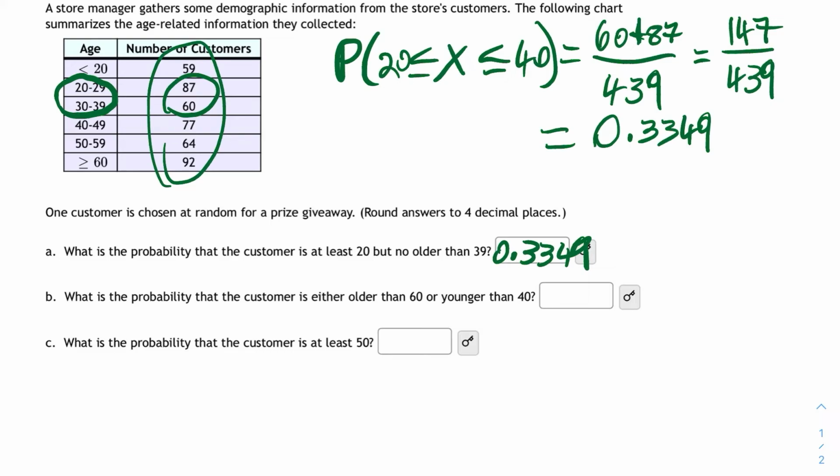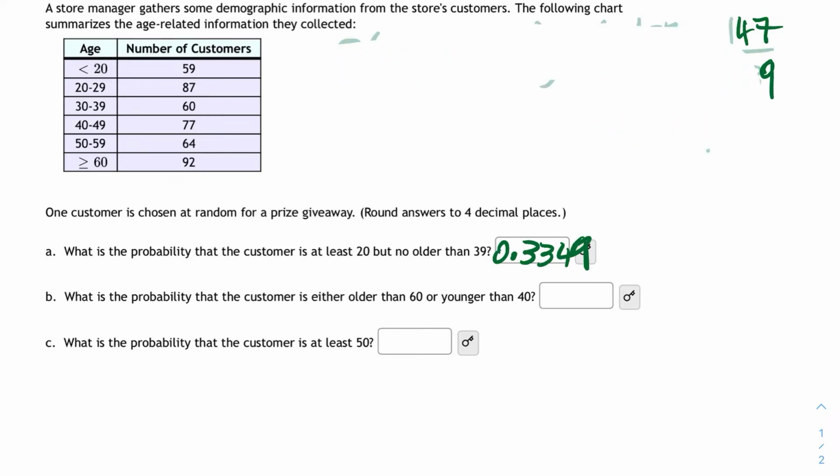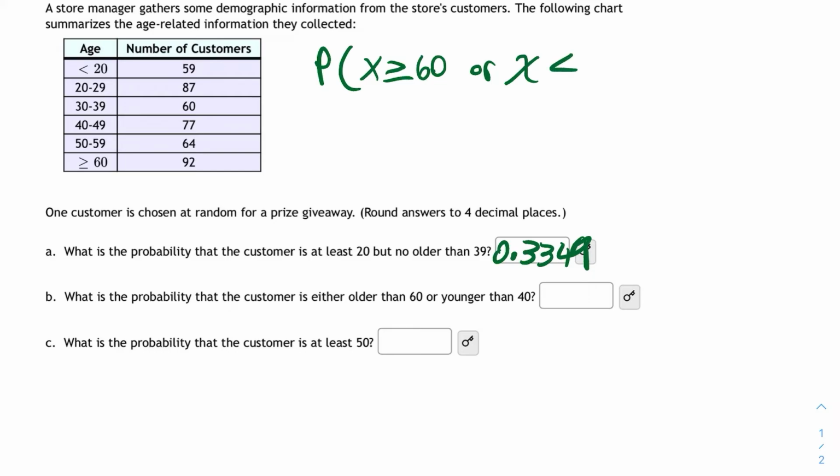All right, so next we're looking at part B, and it's asking for the probability that a customer is either older than 60 or younger than 40. So that's the probability that X is greater than or equal to 60, or X is less than or equal to 40. The OR rule says that if the events are disjoint, if they can't occur at the same time, then I can just add their probabilities together. One person can't be both over 60 and under 40, so these 2 events are mutually exclusive.